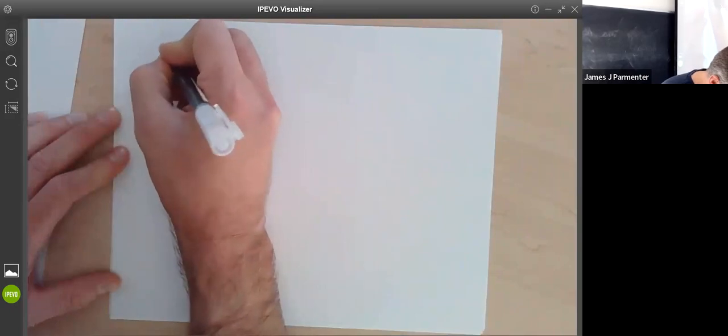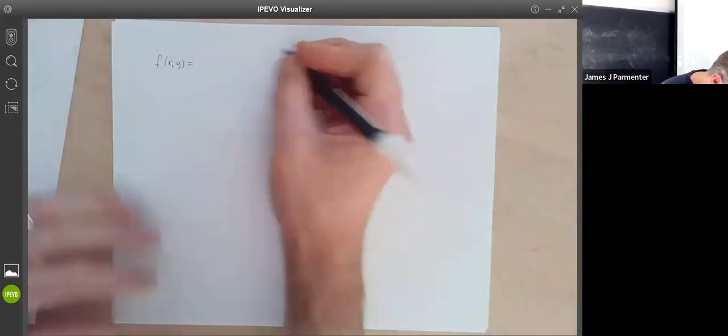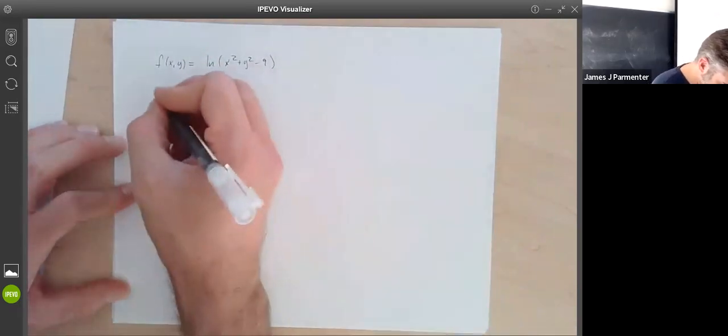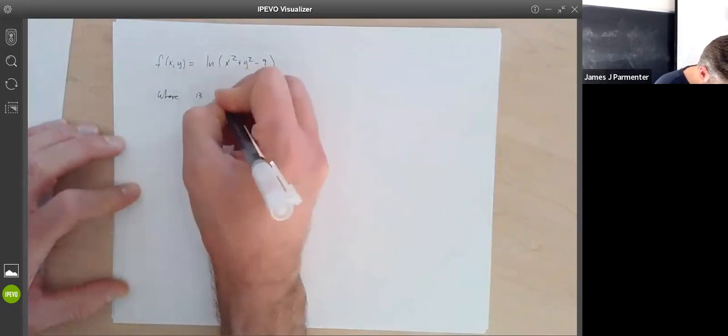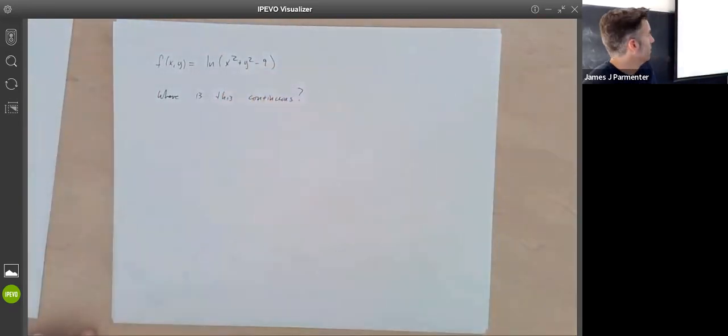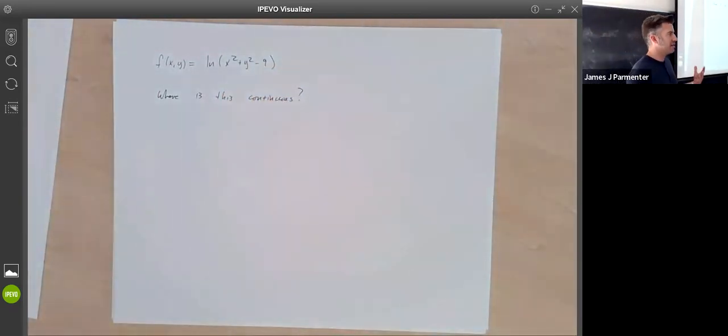So let's say our function was the natural log of x squared plus y squared minus 9. And our question is, where is this continuous? The not very good answer to that question is most functions are continuous on their domains. Most functions that we're going to encounter, as long as they're defined, are going to be continuous. There are some exceptions, but most of the time that's going to be the case.